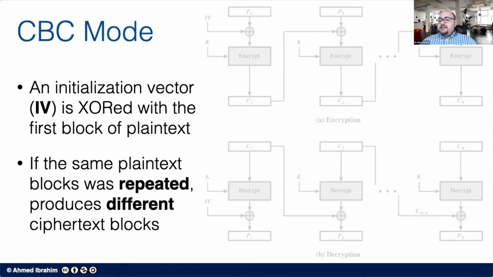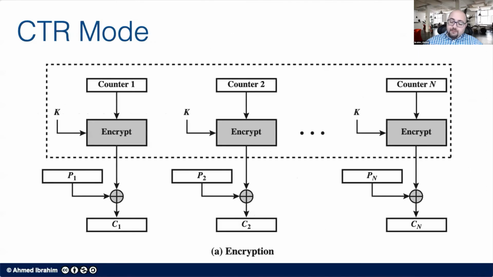One problem with CBC is that encryption is slow because you cannot encrypt in parallel, because you always have to wait for the first plain text to get encrypted in order to encrypt the next block, and you have to wait for the P2 to get encrypted in order to encrypt P3. So the chaining affects the efficiency.